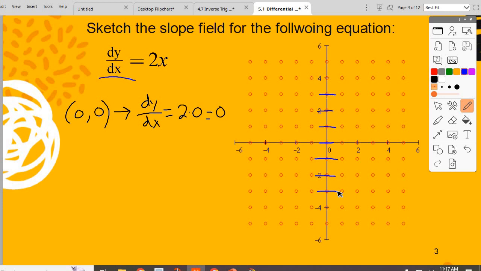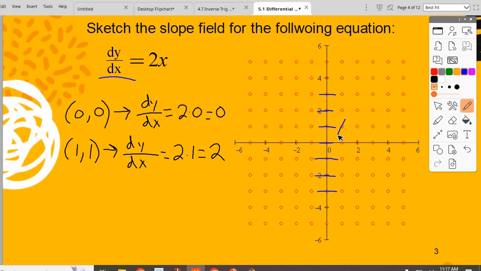Okay, and the next point that we might try might be, say, (1, 1). So again, my slope is going to be 2 times 1, which is just 2. So I'm going to come over to the point (1, 1), and I'm going to draw a slope of 2, which would be something like that.